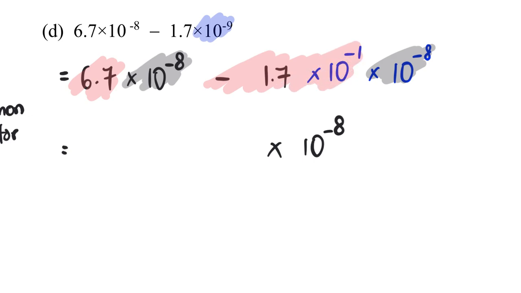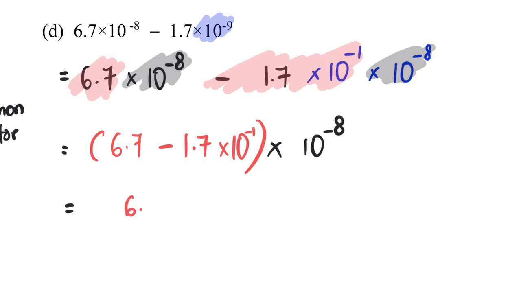minus 1.7 times 10 to the power of negative 1, close bracket. And this will actually give me a value of 6.53. And this is the standard form.